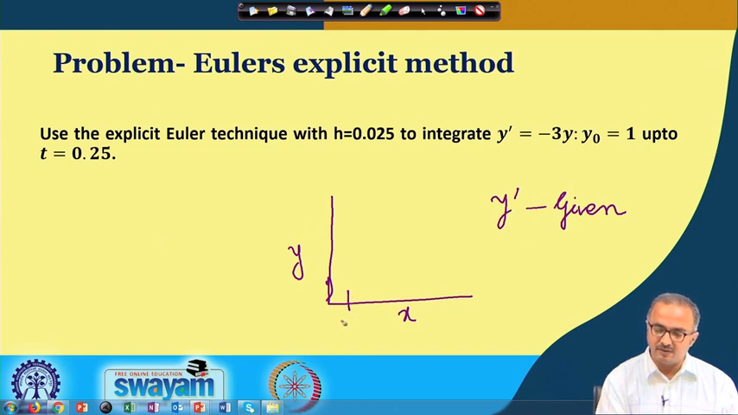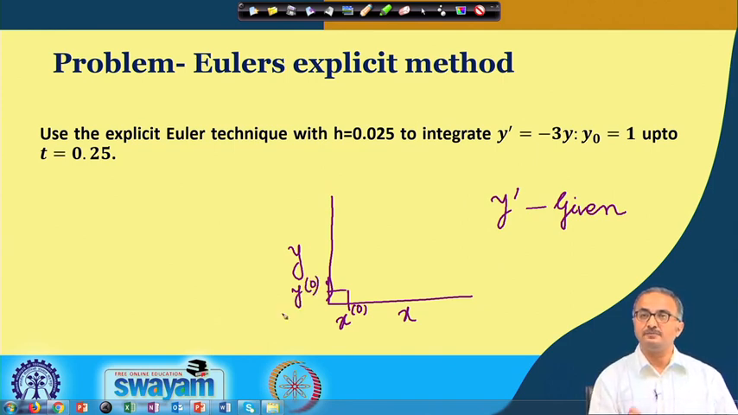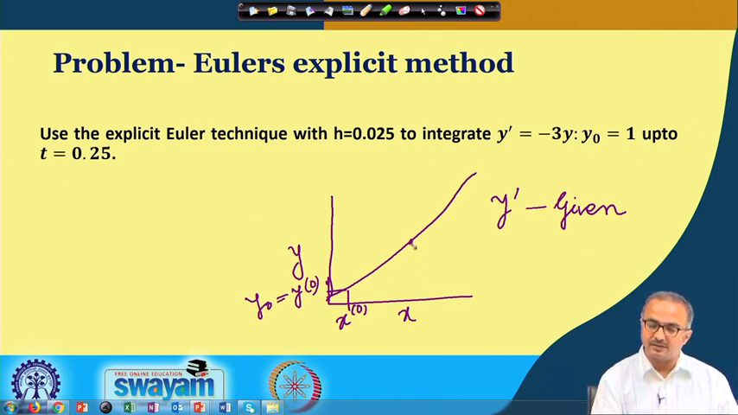Suppose I am given the value, suppose this is x0, and here I know the value of y0. So suppose this is our initial condition. But suppose this is the form of y. So we have to find the value of y at some other x value.